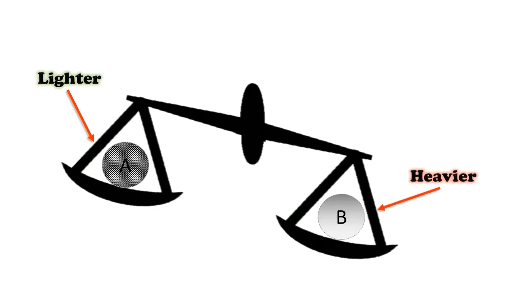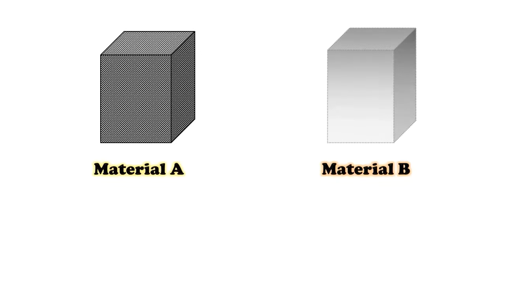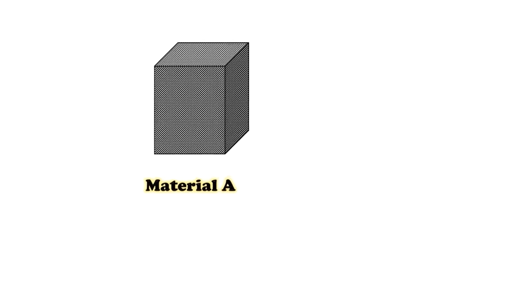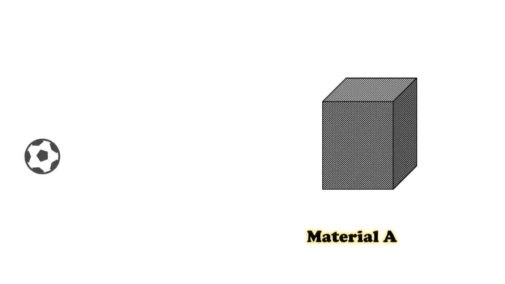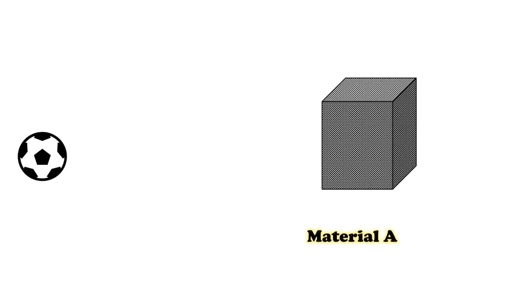As you can see, material A is way lighter than material B. Now, what about the strength? Of course we don't want our things to break. So let's begin with material A. We're going to hit it hard with anything, like a ball.